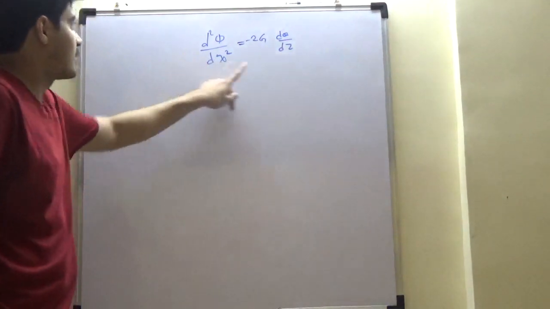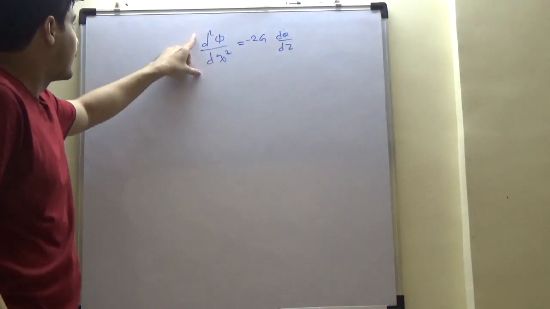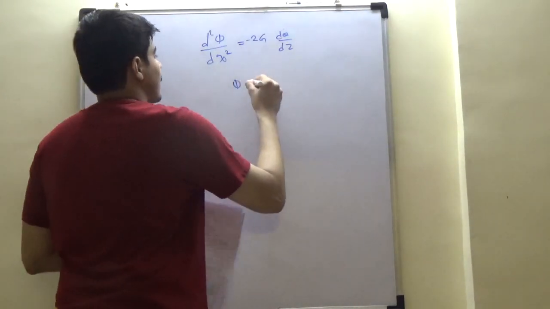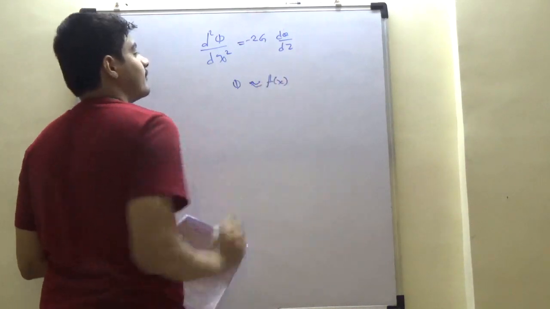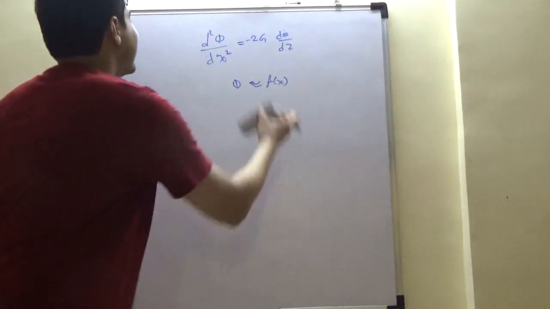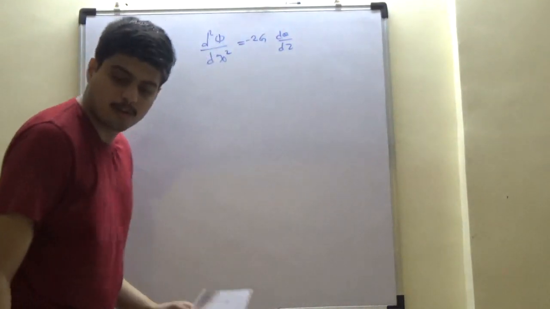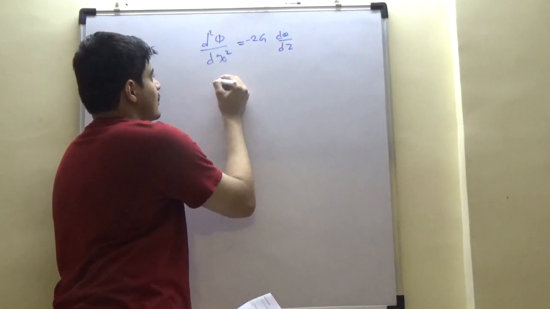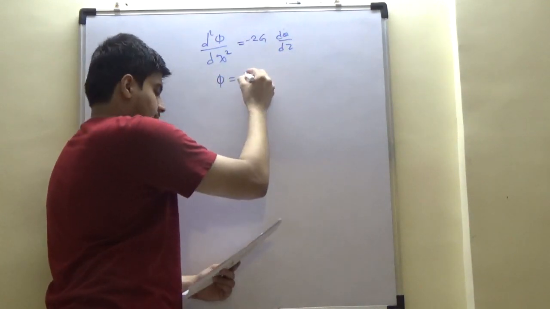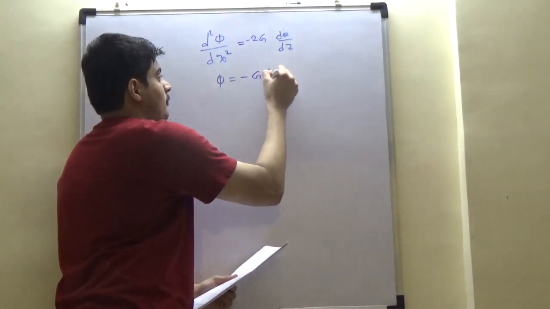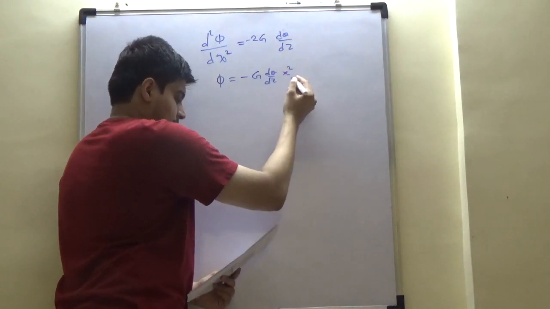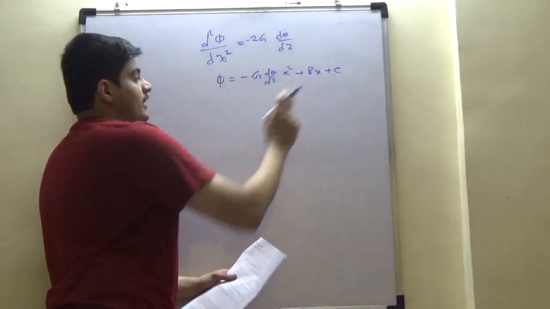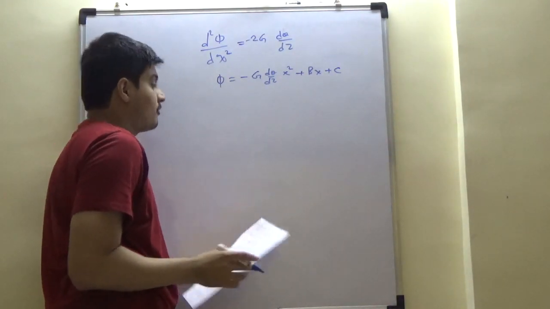My problem becomes as simple as this: d square phi by dx square, because there is no y variation of phi. So phi is approximately a function of x, because the g of y variation is negligible. That's the first assumption of thin sheets. Then if you integrate this, since this is constant, phi is going to be minus g d theta by dz x square plus bx plus c. We have to now find b and c such that the boundary conditions are satisfied.